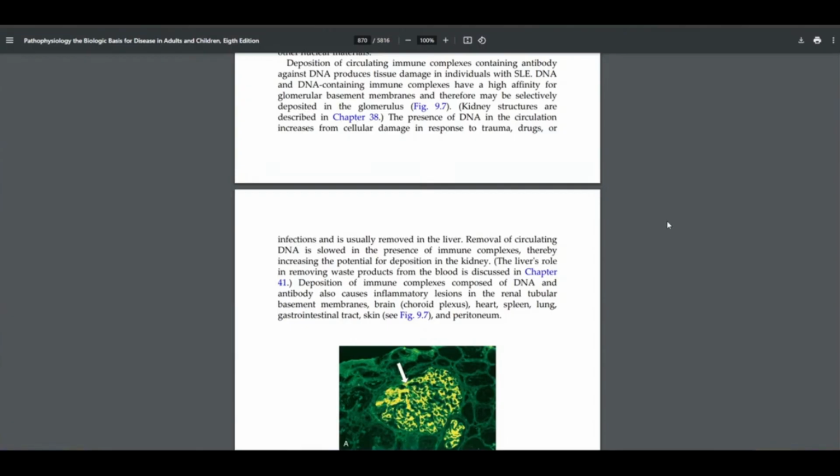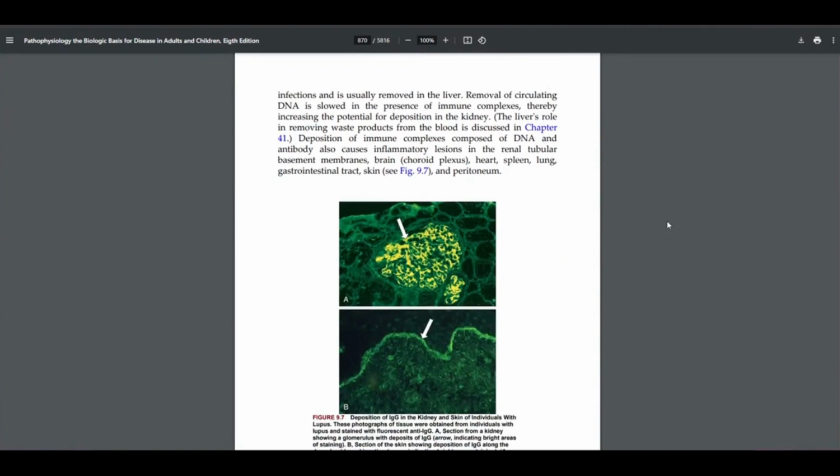The presence of DNA in the circulation increases from cellular damage in response to trauma, drugs, or infections, and is usually removed in the liver. Removal of circulating DNA is slowed in the presence of immune complexes, thereby increasing the potential of deposition in the kidney. The liver's role in removing waste products from blood is discussed in Chapter 41. The deposition of immune complexes composed of DNA and antibody also causes inflammatory lesions in the renal tubular basement membranes, the brain, the choroid plexus, heart, spleen, lungs, the GI tract, and the peritoneum.